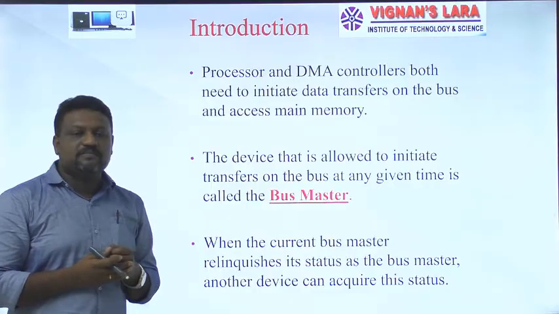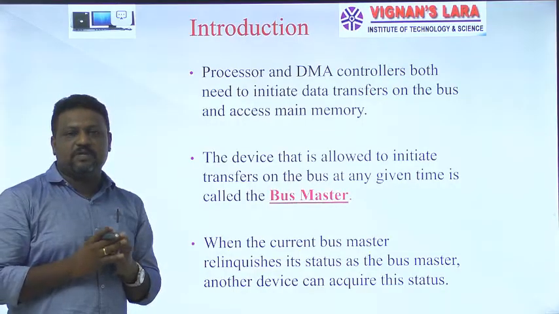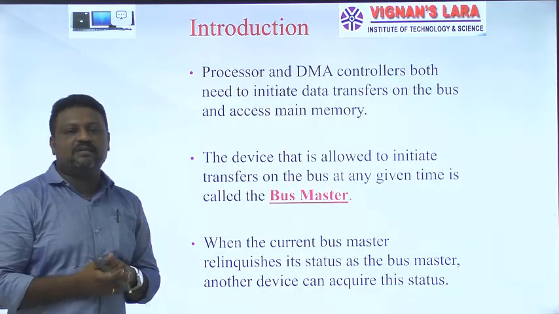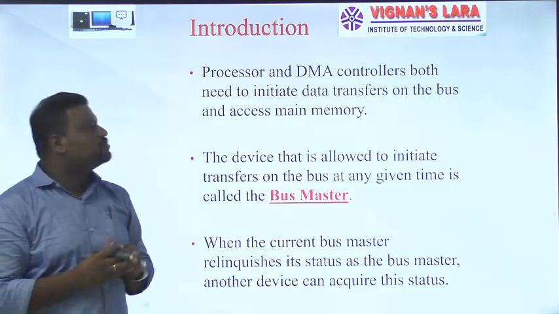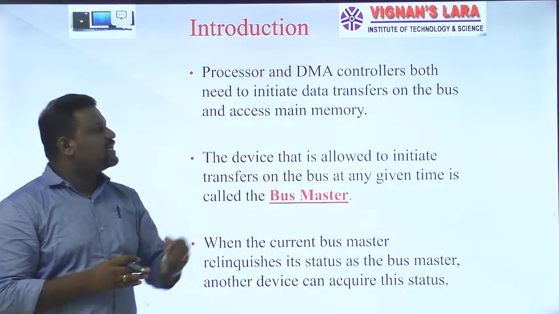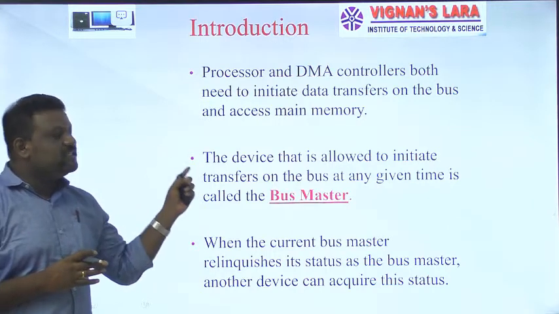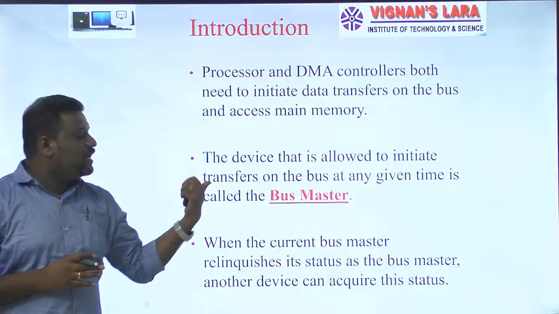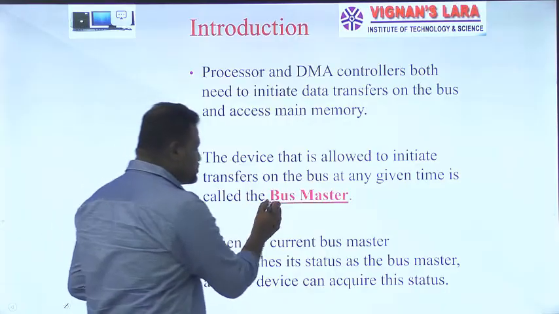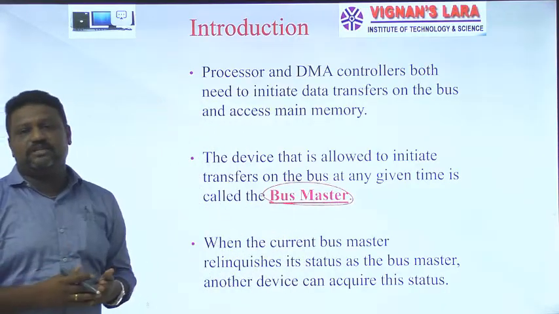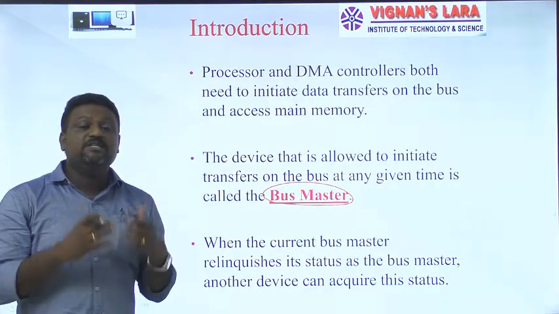So here what I am saying is, if you take a system, the memory, processor and DMA controller, all these three devices are directly connected to our system bus. At any instant of time, our processor and DMA controllers both need to initiate data transfer on the bus to access main memory. Coming to the second one, the device that is allowed to initiate transfers on the bus at any given time is called the bus master.